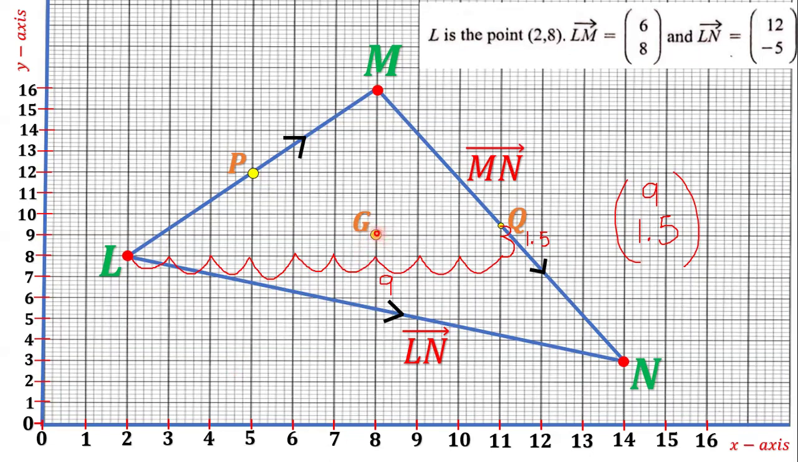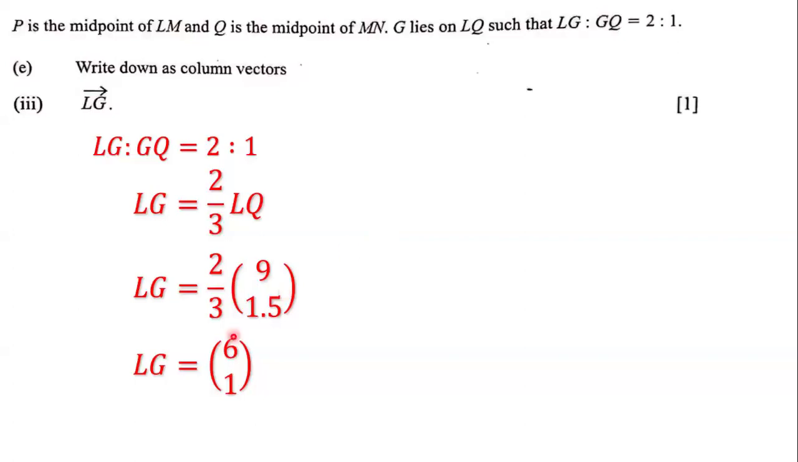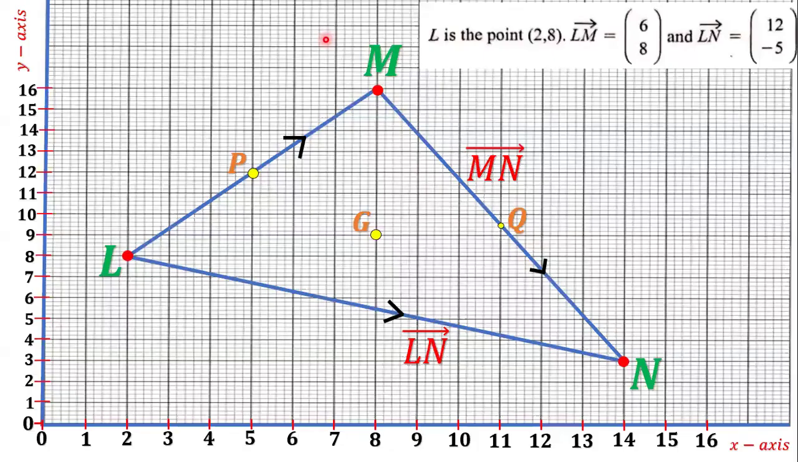That's why we could actually plot out the point G, because we know that LG is (6, 1). And I think that's the next question. The next question says write down the coordinates of G. Well, we already know that LG is (6, 1). So if we move from L to G, it has to be (6, 1). That means we move 6 times across, 1, 2, 3, 4, 5, 6, and then 1 above. So this has to be the point G.